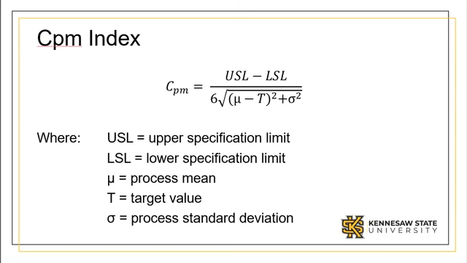Cpm is another capability index given by the formula shown here. Cpm is similar to Cpk, but bias from the target is directly taken into consideration. It is based on the Taguchi index, which places more emphasis on centering the target.